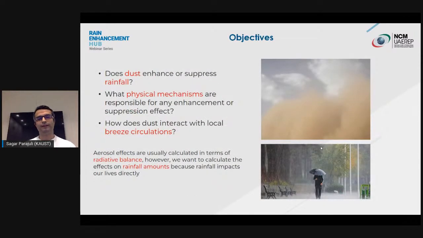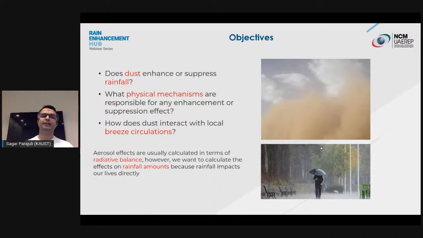So the objective of this research was to find answers to a few important research questions. The first one is, does dust enhance or suppress rainfall? And if it does, what physical mechanisms are responsible for any enhancement or suppression effect? Another question is, how does dust interact with local breeze circulation? Because we are residing here over the Red Sea coast, where breezes are strong, and there is considerable topography here.